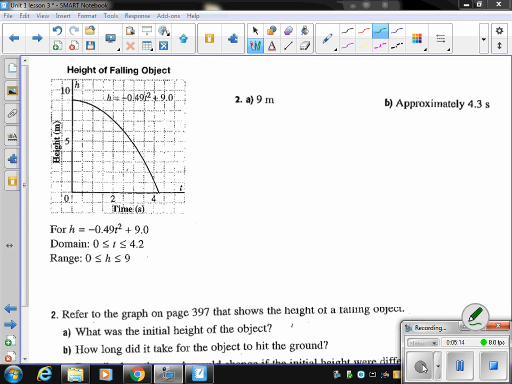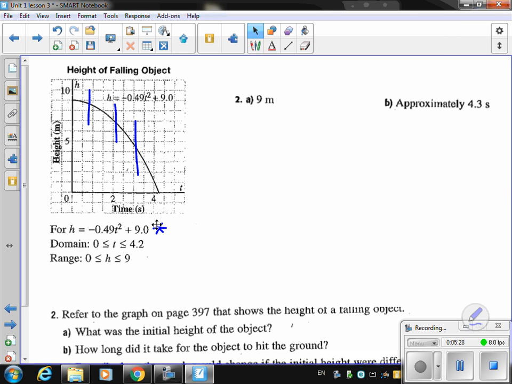A second function that came from grade 10 is a parabola, or a quadratic function. So we have a graph and we have an equation, and we can see that this is a function. Anywhere that I were to put a vertical line would only hit that graph in one place. We have an equation with negative 0.49 and a 9. We have our domain and range laid out for us.